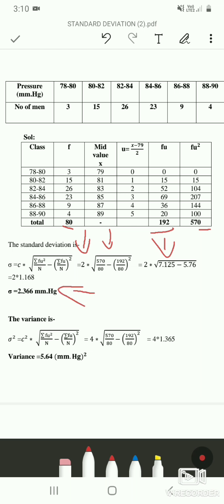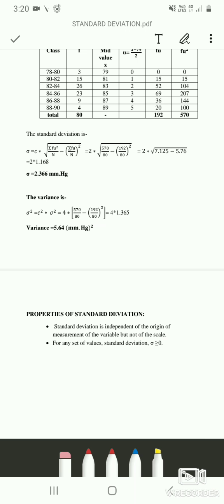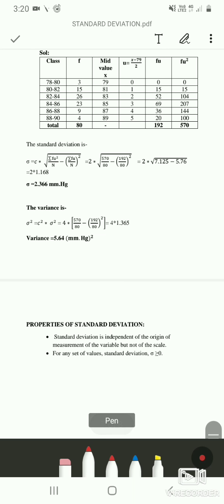So simplify, you will get the standard deviation as 2.366 mm Hg. So now in this question they have even asked you to find out the variance. So we know that variance in case of shortcut method is c square into variance of u. So here c square is nothing but 2 square, which is 4, and sigma square. So sigma square is known as variance. So you have to take square of the standard deviation.